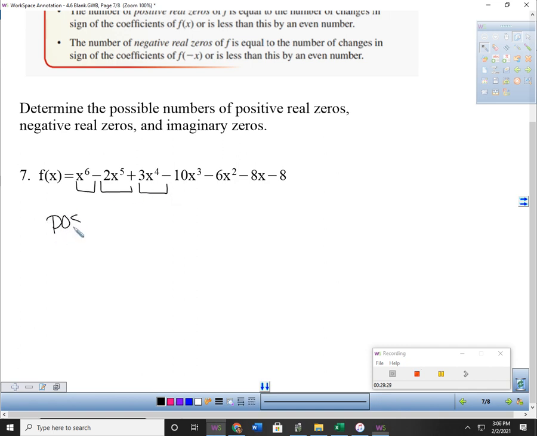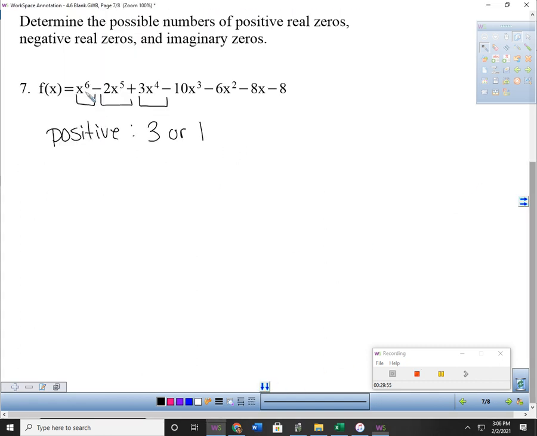So my positive zero choices are 3, because there's 3 of them, or I'm going to subtract 2 until I get all the way to 0. So 3, or if I take away 2 from that, that would be 1. But I can't take 2 away from 1, right? So therefore, I either have 3 positive real zeros or I have 1 positive real zero. Okay? For the negatives, you have to do a little bit of work.